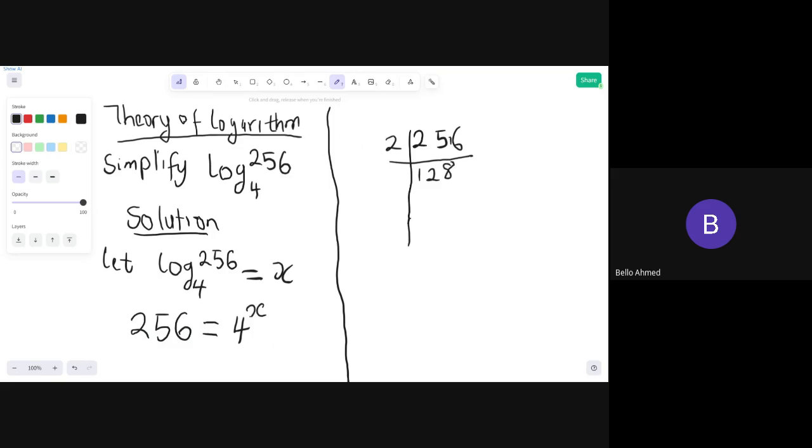So 2 in 16 is going to give us 8. So 2 can still go. So 2 in 12 now. We're going to say 2 in 12 is going to give us 6. 2 in 8 is going to give us 4.